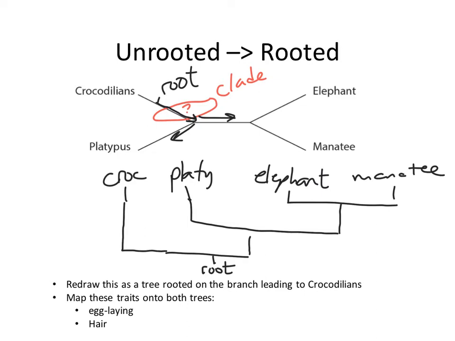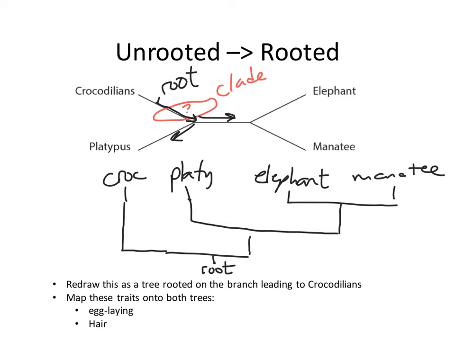So when we root the tree on that branch leading to crocodiles, that defines that branch as the outgroup. And now we have a tree that gives us a little bit more information about how the trait of egg laying, for example, might have evolved. So what would your inference be for this particular hypothesis or tree?